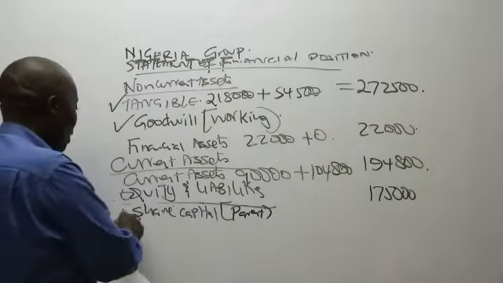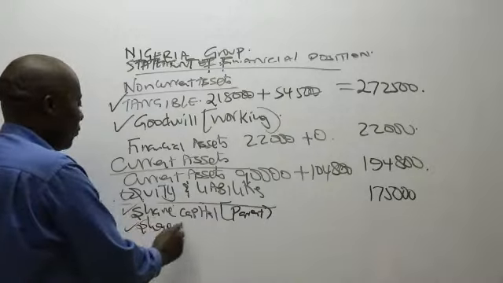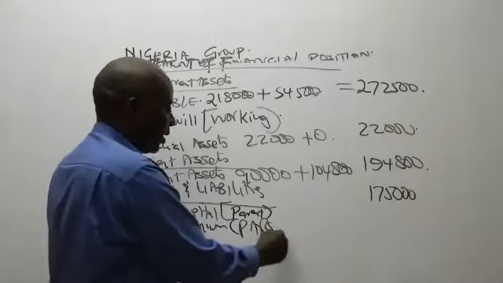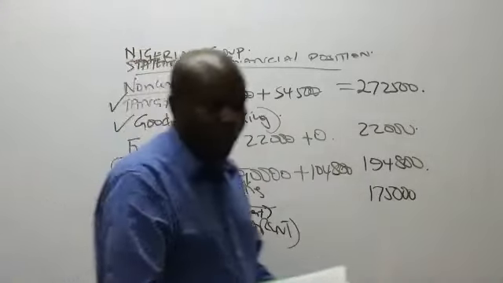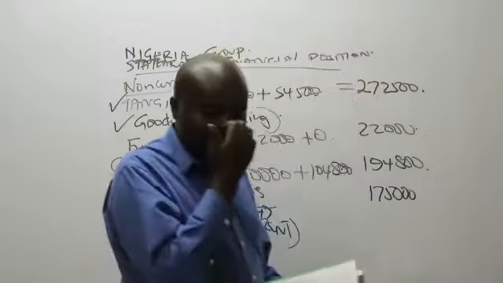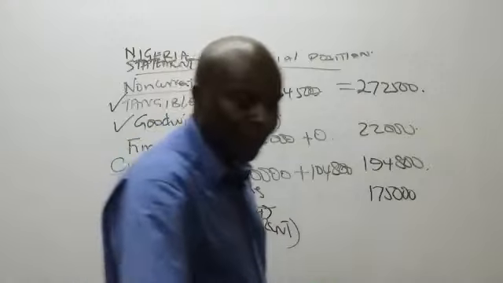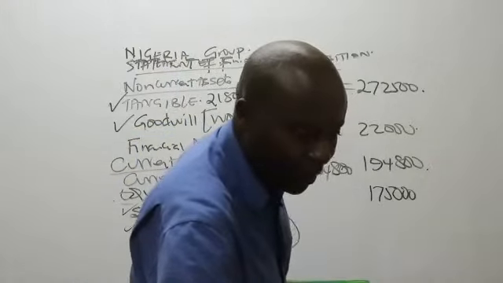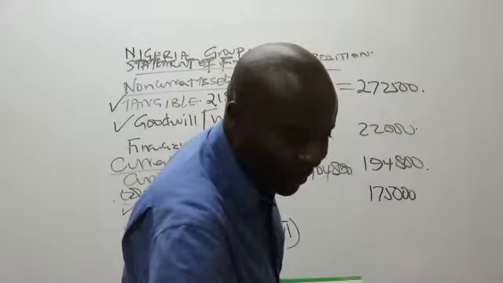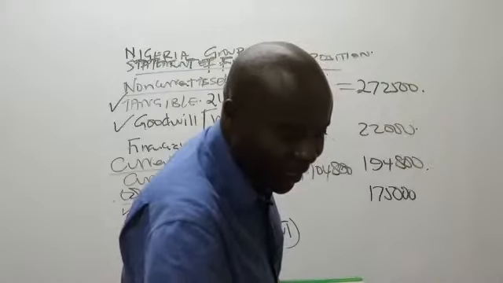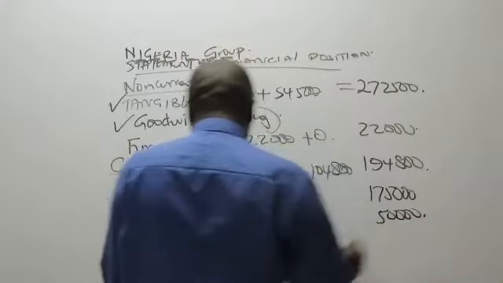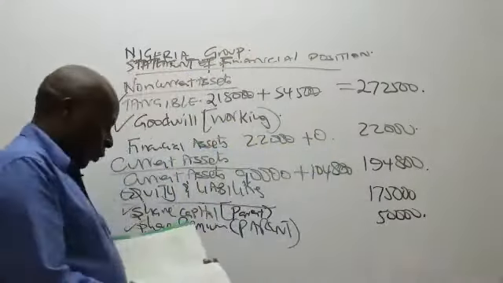So share capital, we have share premium, a free mark there. Share premium is also for the parent. So could you kindly give me a figure, somebody there, for the parent, for share premium? They say 50,000 for share premium. 50,000. Thank you very much. And ladies and gentlemen, from there, we move on.